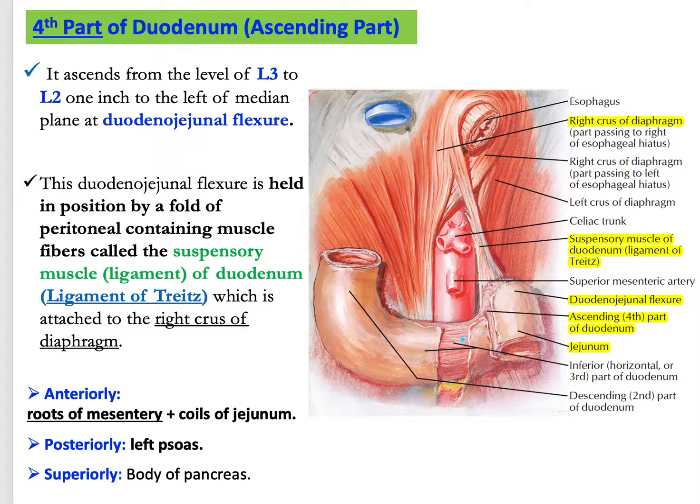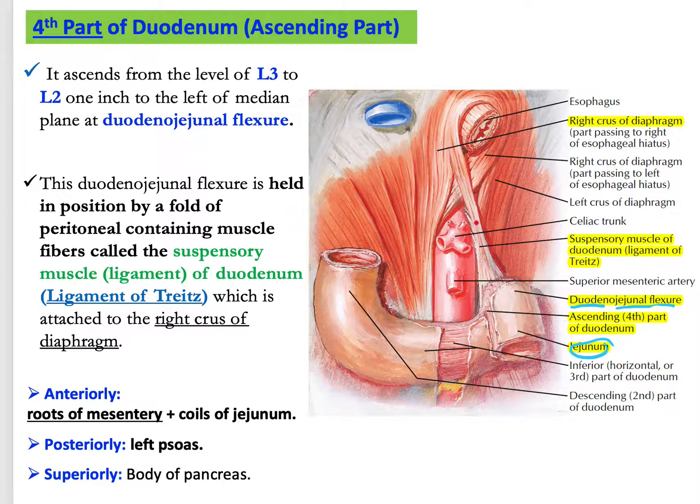Now, from the fourth part, the duodenum continues as the jejunum here, right? So this angle, this flexure, this junction is the duodenojejunal flexure. Okay, this angle, guys, as you see, is attached to a kind of ligament here, which is known as the suspensory ligament of the duodenum.